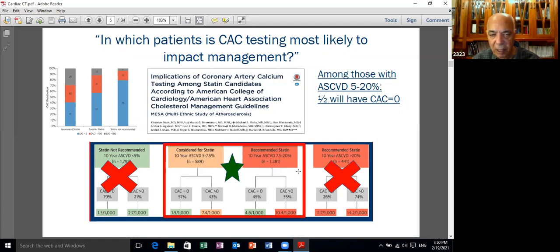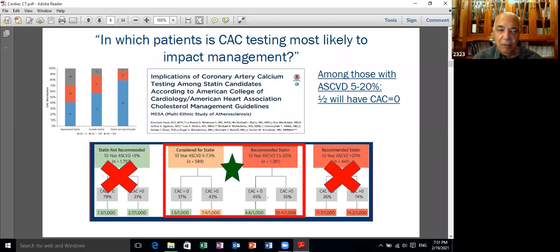Now, if we look into the intermediate panel here, these are the patients who are having a risk score between 5 and 7.5, and on the right side, you have between 7.5 and 20. Here, calcium scoring is going to make a difference. If the calcium scoring is above 0, then you pass this threshold of 7.5. If it is 0, then you stop short of the threshold of 7.5. So calcium scoring is going to be indicated in this intermediate risk group.